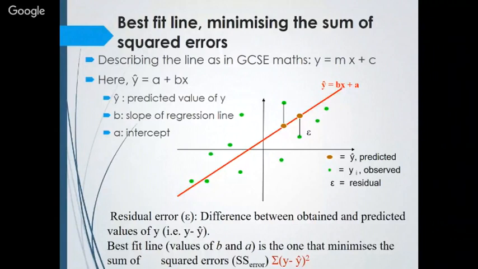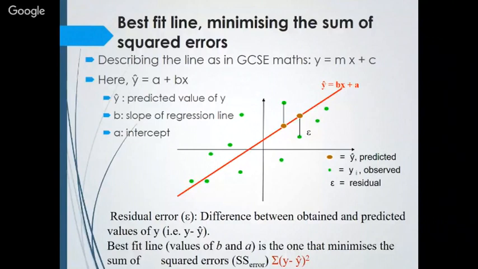And x is the other variable, the related variable. So in this graph, we can say that the red line is y cap equal to bx plus a, otherwise a plus bx, both are the same. The green dots are the actual observed points. We have the x value and the y value, and on the basis of that we plotted the green dots.